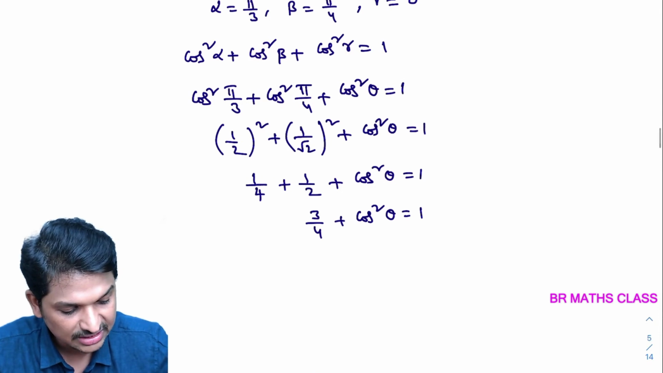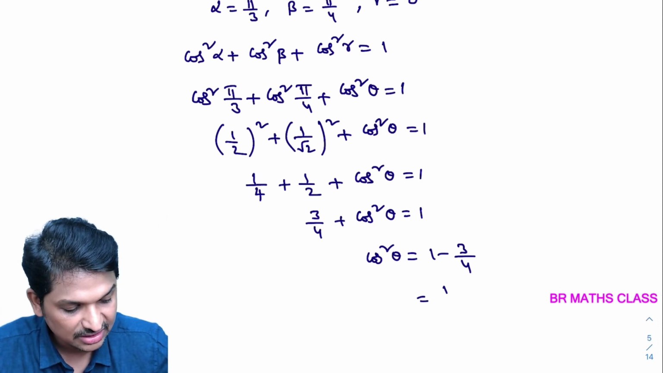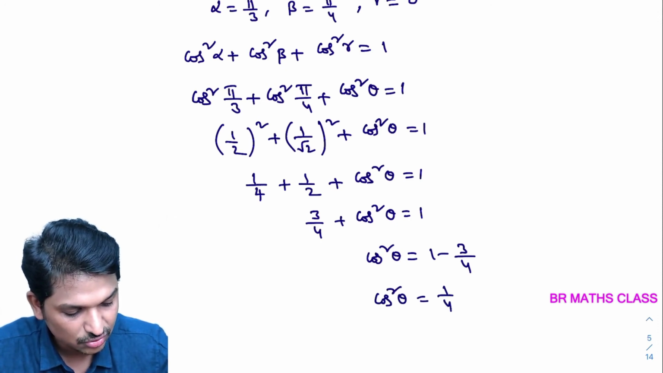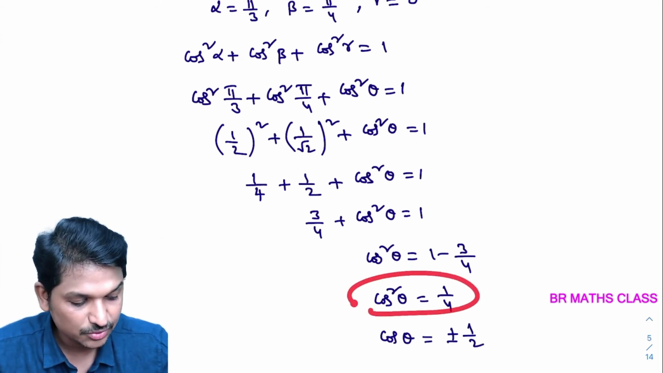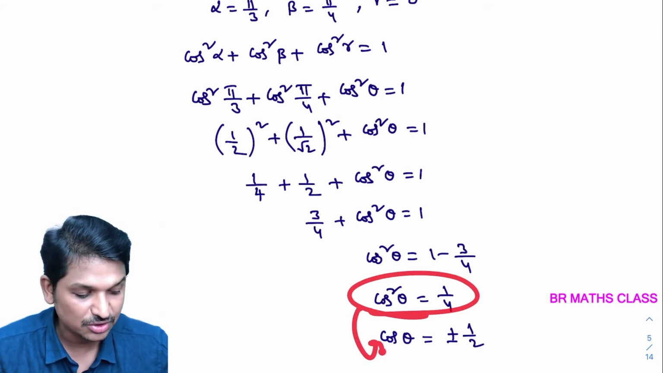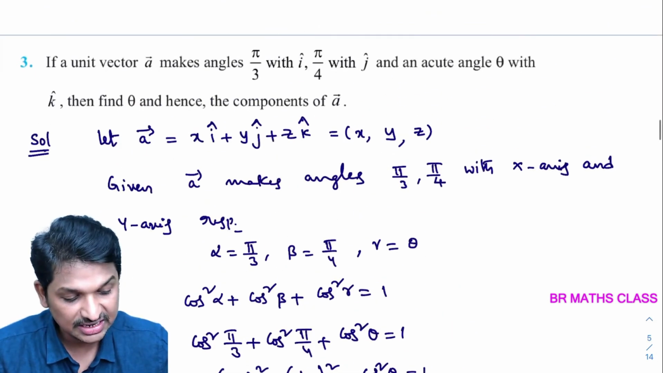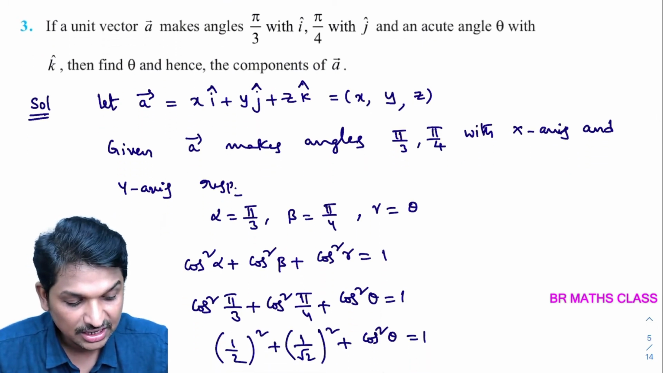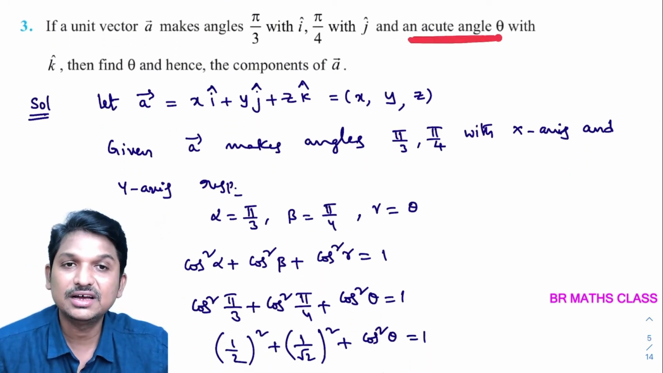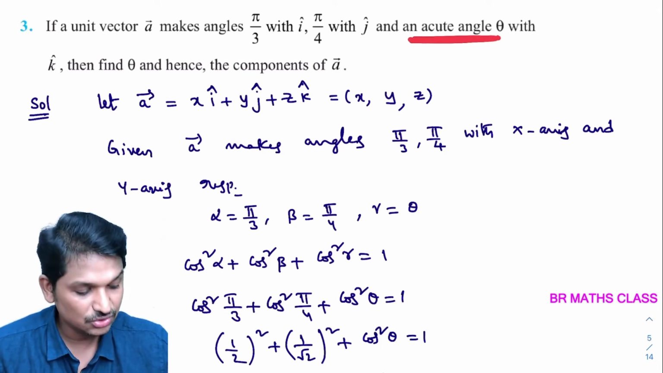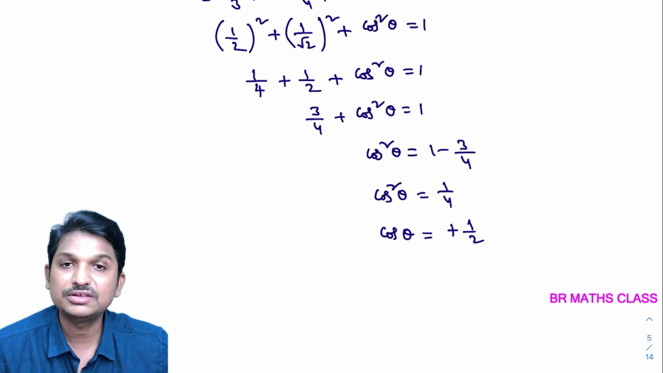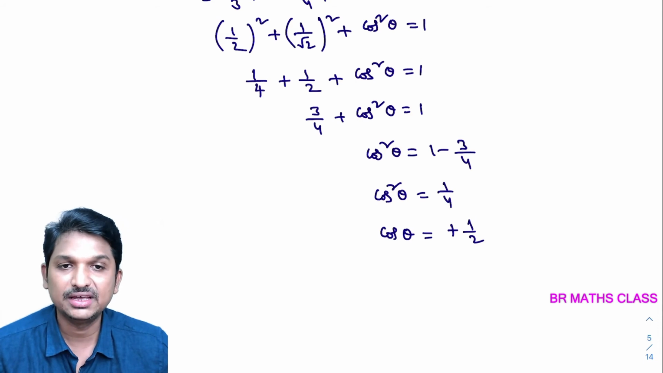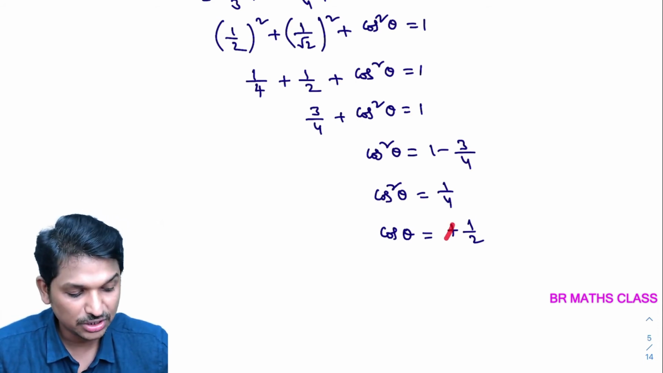From this, what is cos square theta? Cos square theta equal to 1 minus 3 by 4, that is 1 by 4. What is cos theta? When cos square theta equals 1 by 4, cos theta is plus or minus 1 by 2. In the question, they mentioned that theta is an acute angle. So as theta is acute, I cannot take minus here, because cos theta is negative in the second quadrant, which is an obtuse angle. So I need to take plus only. I hope you are understanding, right?